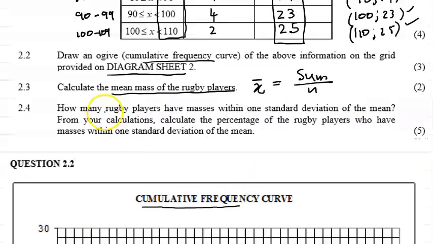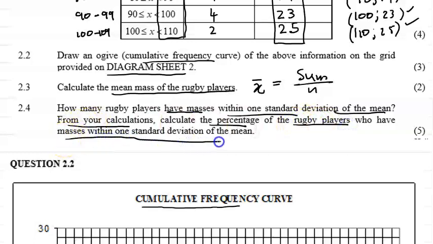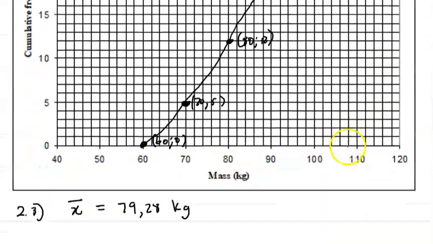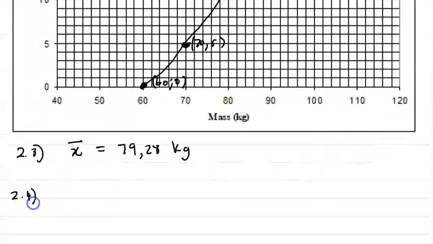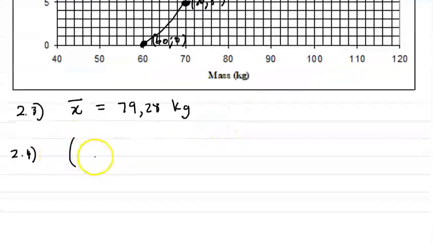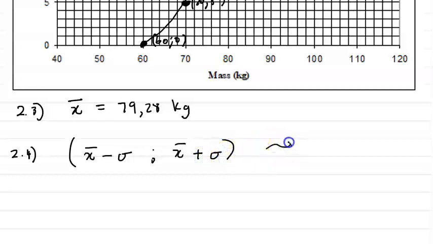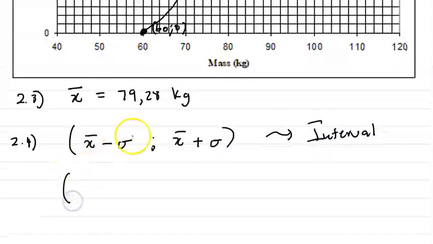Now let's look at the next question. How many rugby players have masses within 1 standard deviation of the mean? From your calculations, calculate the percentage of the rugby players who have masses within 1 standard deviation of the mean. Now, for 2.4, in order for us to get 1 standard deviation of the mean, this is what we require: the mean minus 1 standard deviation to the mean plus 1 standard deviation. And this is our interval. So our interval will be as follows: 79.28 plus 1 standard deviation and also minus 1 standard deviation.